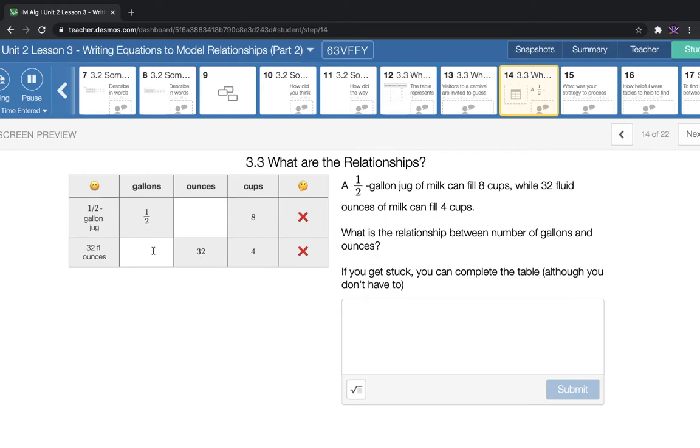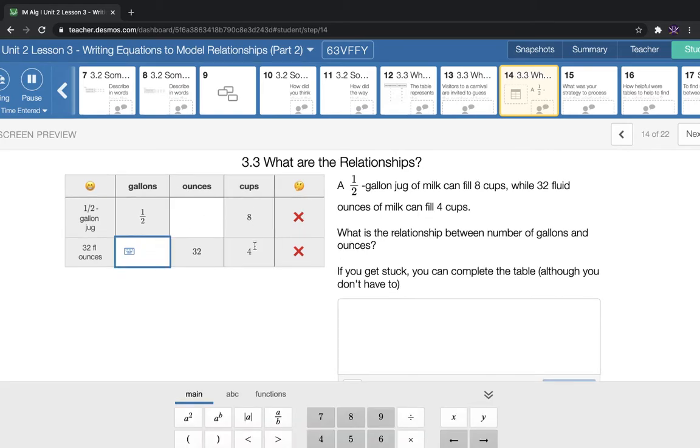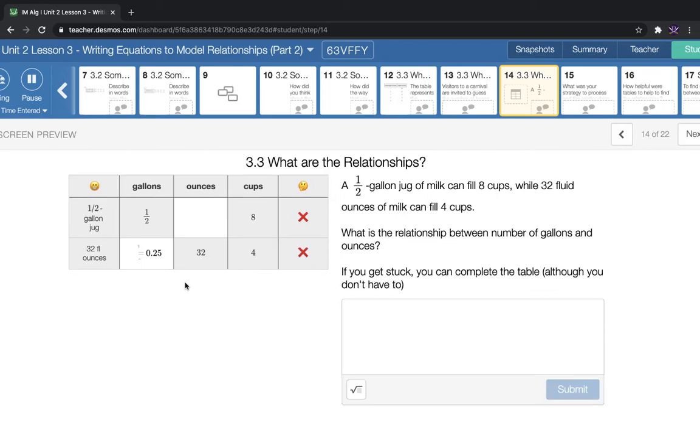We see that it's half. The 8 to the 4, that's 1/2. So that means that this would be 1/4. Let's see if we got that right. Okay. It says that it's incorrect, but we know that that is correct, that 32 ounces is a quarter of a gallon. Okay, it is a quarter of a gallon.